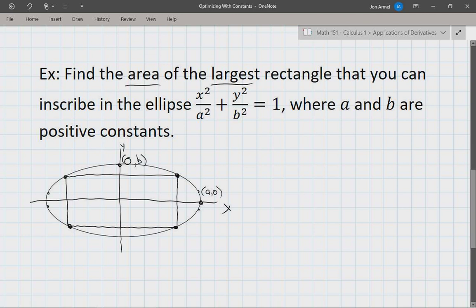So what are we going to do? Well, first we have this process, right? And first we need to name our variables. So I'm going to label this point right up here (x, y). There are multiple ways you could set up the problem. You could give variables for the length and height of the rectangle, for example. I'm not going to do that. I'm going to use my variables as x and y because I want to use the constraint equation more easily, and that's going to be the equation for the ellipse.